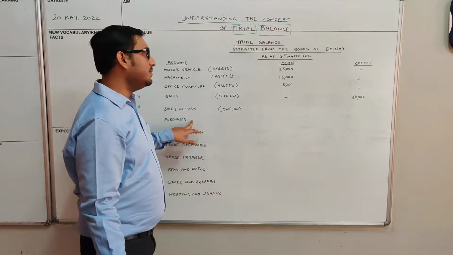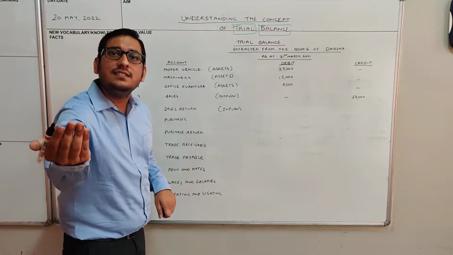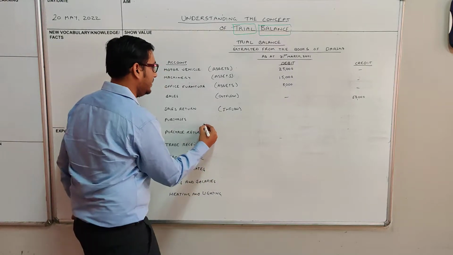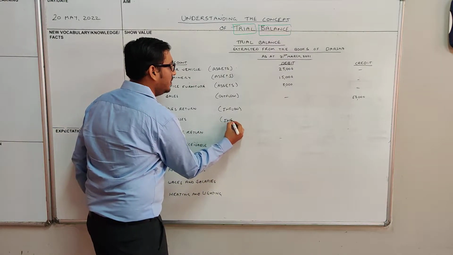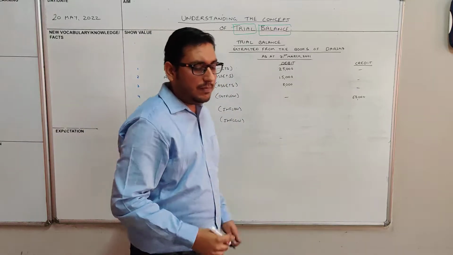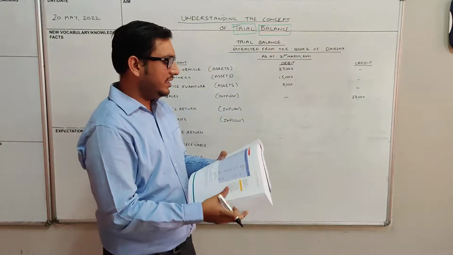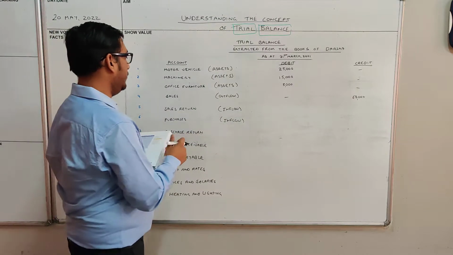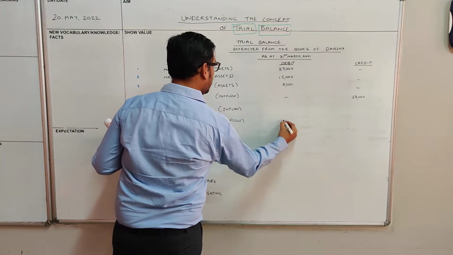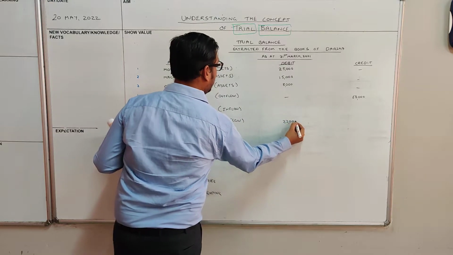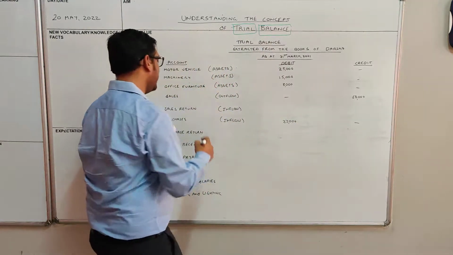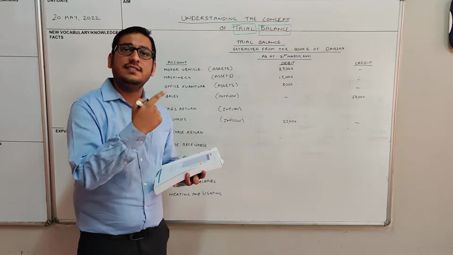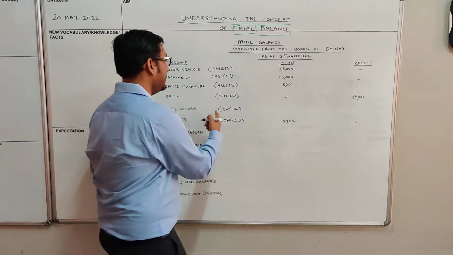Now, what is purchases? Purchases means the inflow of resources. So it is an inflow. What is the balance of purchases? It's 22,000. Sorry, I skipped the sales return. Sales is a credit, so sales return will be a debit. Sales return is 1,000.